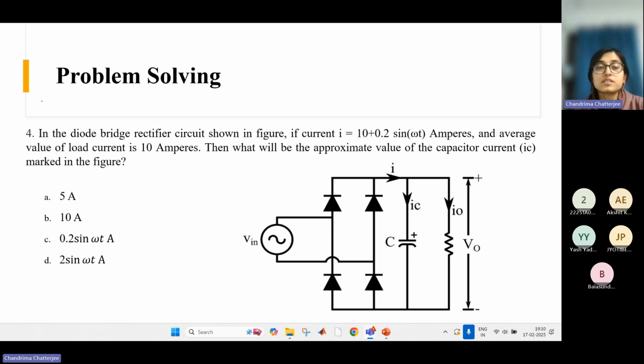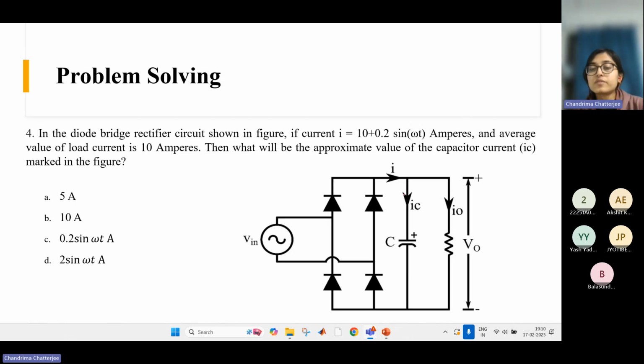In the diode bridge rectifier circuit shown in the figure, the current expression is given. This current is I. So the current expression is 10 plus 0.2 sine omega t amperes. The average value of load current is 10 ampere. What will be the approximate value of the capacitor current marked in the figure?